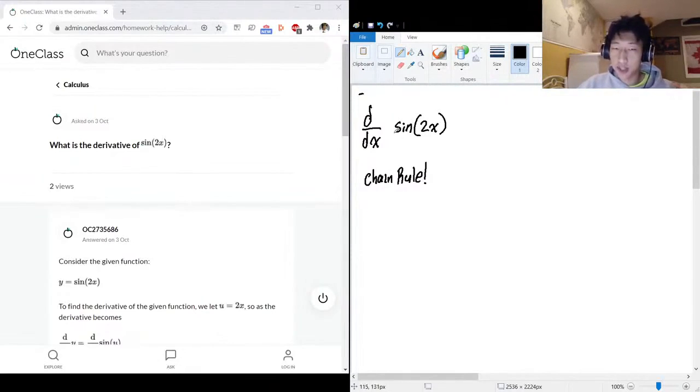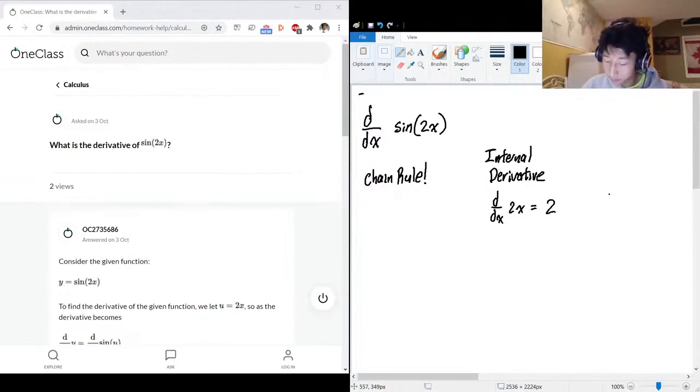So the chain rule just means that we're going to take the derivative normally, but we also need to multiply that whole term with the derivative of what's inside, also known as the internal derivative. The internal derivative in this case is d by dx, which means derivative. Sometimes you'll see f and then f prime, but d by dx also means derivative, of 2x.